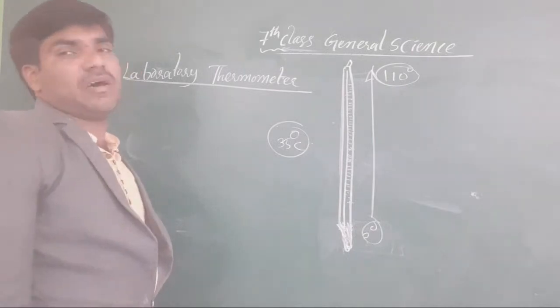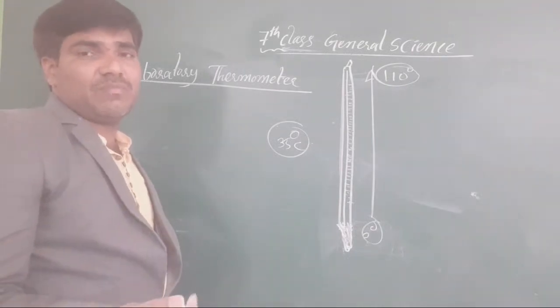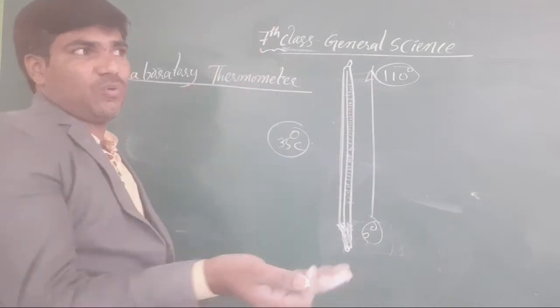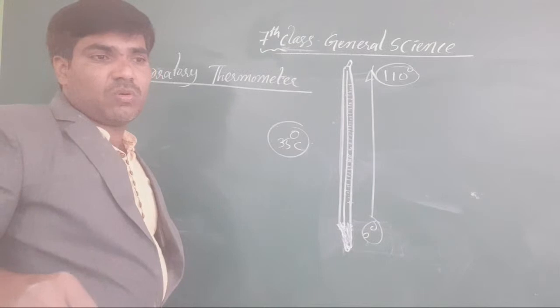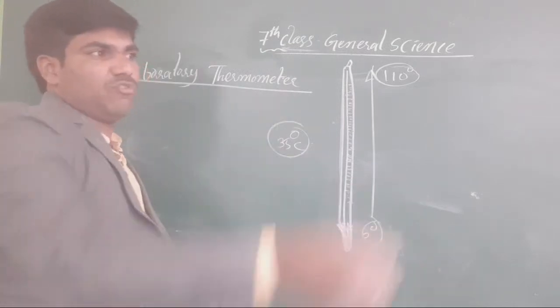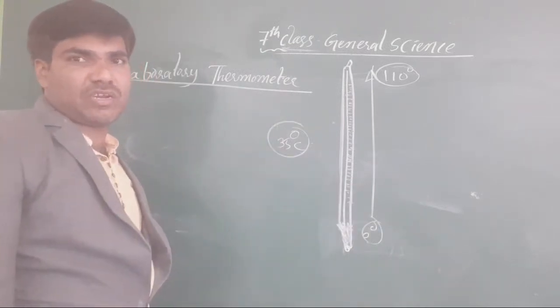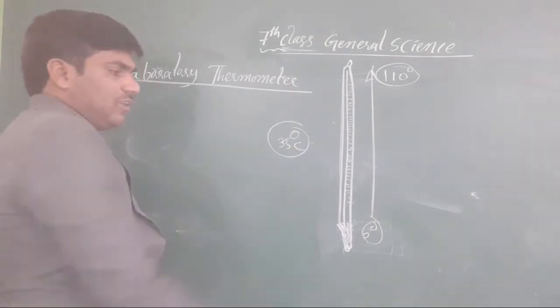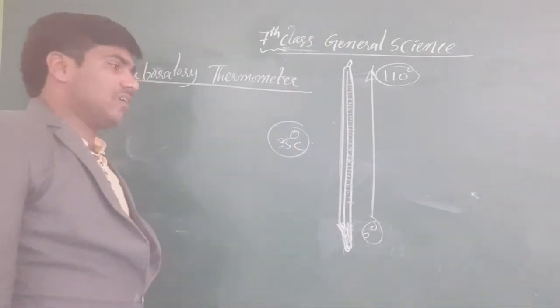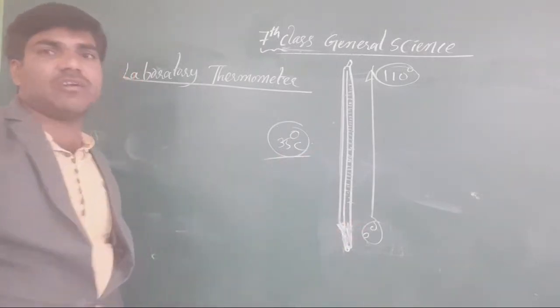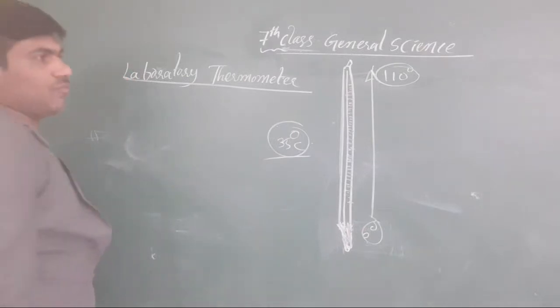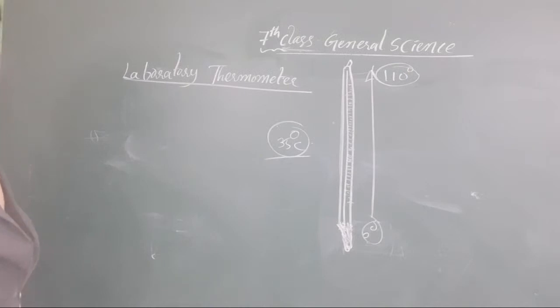Otherwise, you go out in the sun. Not on our floor. Go out from the house and check it, and you will get temperature variations. Now it does not start at 35 degrees centigrade. It will start from 0, from 0 to 110 degrees centigrade. Got it or not? This is the information about our laboratory thermometer.